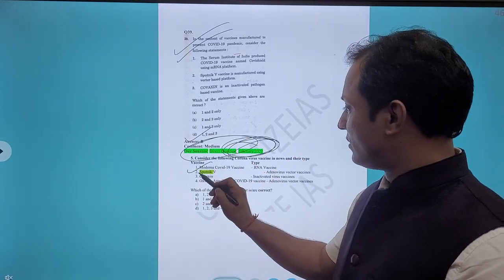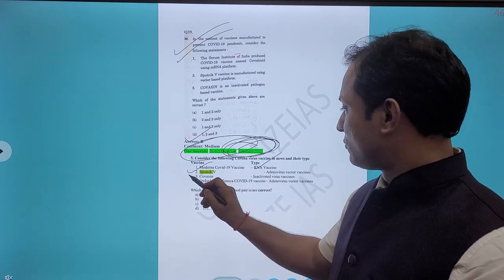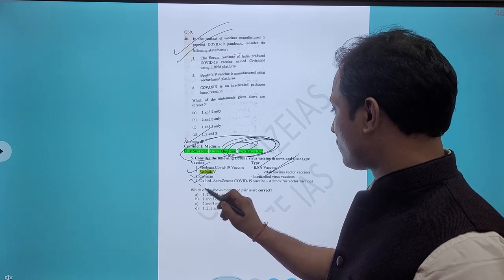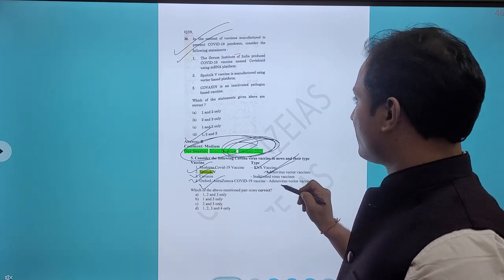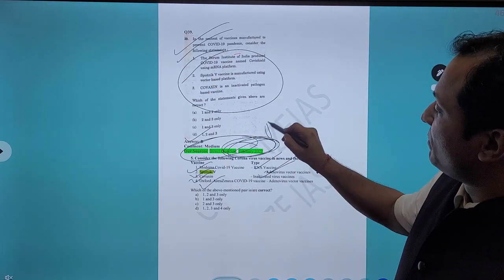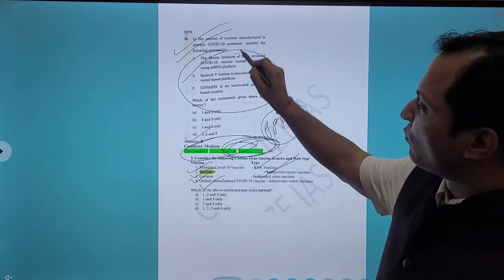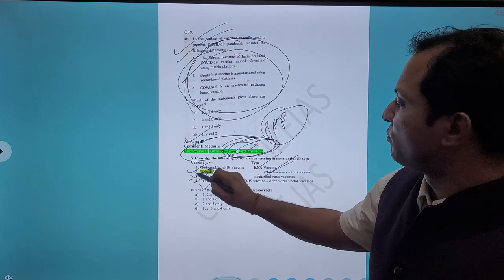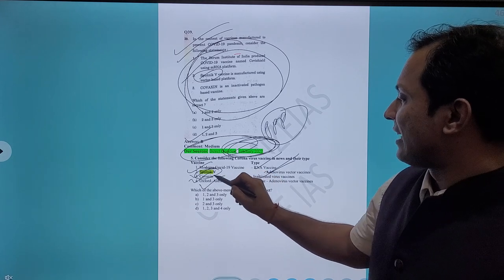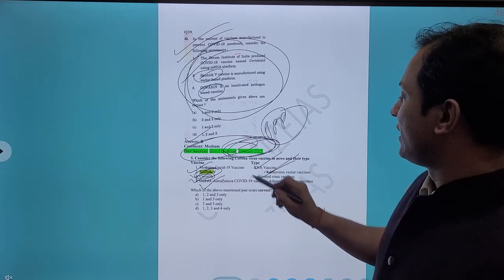Exactly the same question. You see, Moderna, which vaccine? Sputnik, which vaccine? Covaxin, which vaccine? Oxford AstraZeneca vaccine, which vaccine? You see, exactly the same question has come. You see this, PPP, Prelims Power Play, exactly word to word same question. Sputnik, you see, guys, exactly. Covaxin, what kind of vaccine?